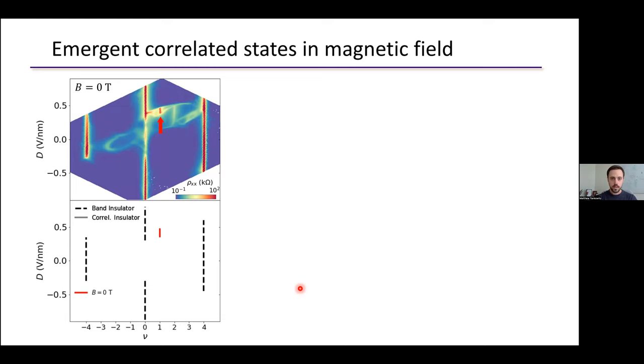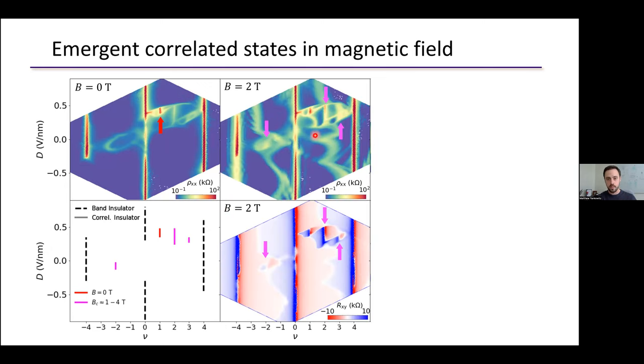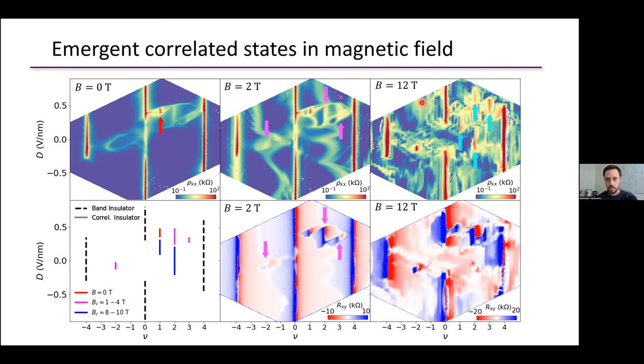Magnetic fields can also do a lot to this system. So at zero field, this is the phase diagram we see. We only see really one strong insulator, but as we turn up the magnetic field, all hell breaks loose, and we start to see the emergence of quite a few new correlated insulating states. So between around 1 and 4 tesla, we see very strong insulators emerge at 2 and 3 and -2. And then as we go up to 12 tesla, we now start to see insulating states show up over a much wider range of the doping and displacement field parameter space.